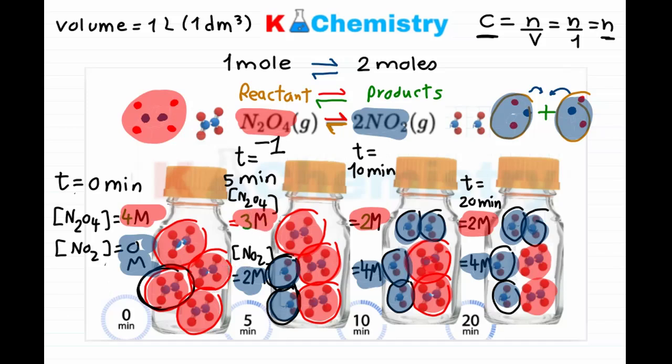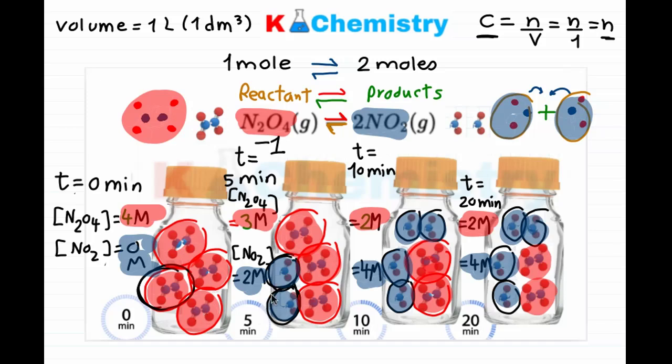So what can I say about this reaction? I can say that the reaction has reached equilibrium. So the reaction has not reached equilibrium at time equal to 0 or time equal to 5 minutes. There is no equilibrium yet. The rate of breaking down of N2O4 into NO2 is faster than the rate of formation of N2O4 from NO2. That's why the concentration of N2O4 is getting less and the concentration of NO2 is getting more.